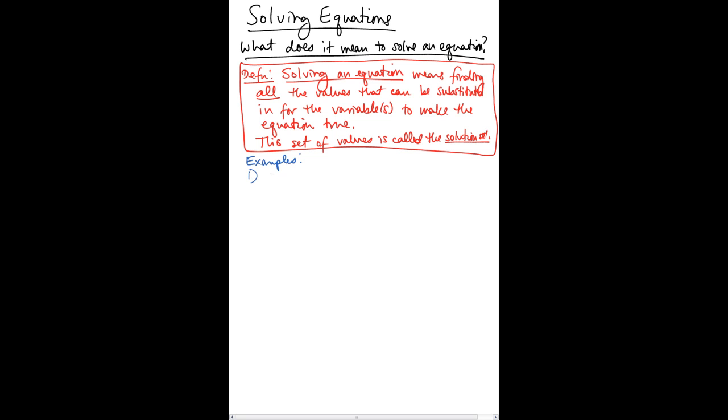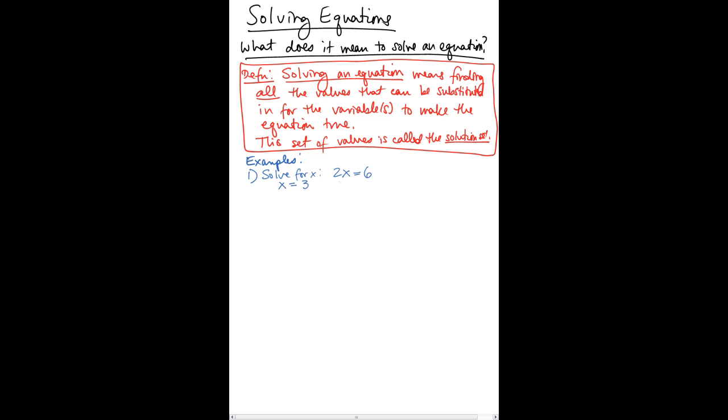In particular, let's suppose we have the equation 2x equals 6. And we want to solve for x. That means we want to find all the values that we can plug in for x that will make the equation true. Well, we'll find that the solution set for this is when x equals 3. Because 3 is the only value that we can plug in for x to make this equation true.